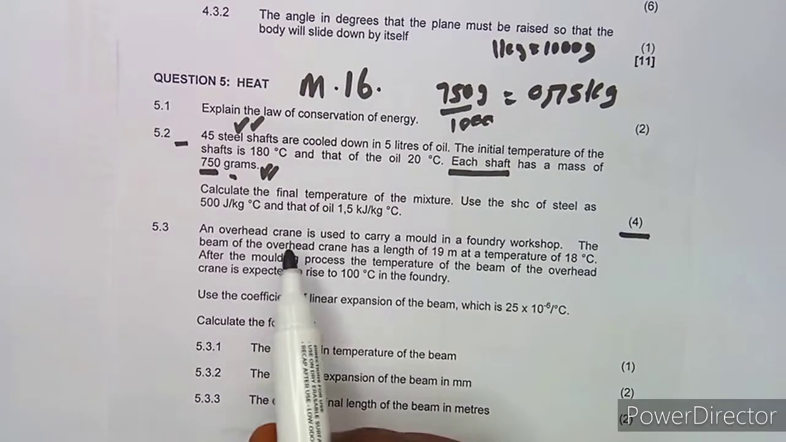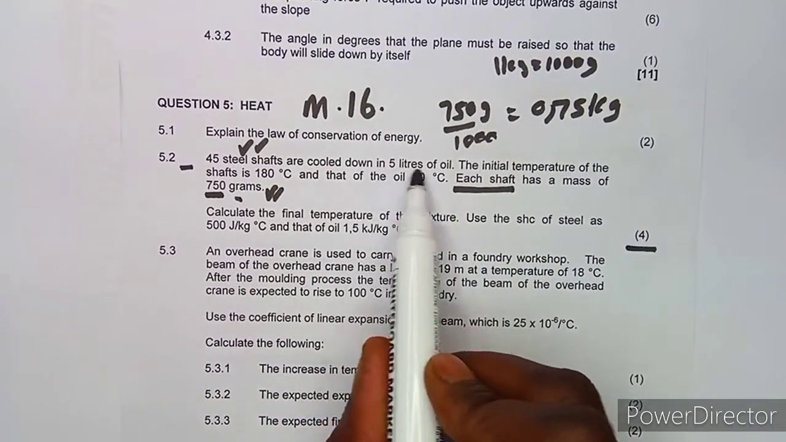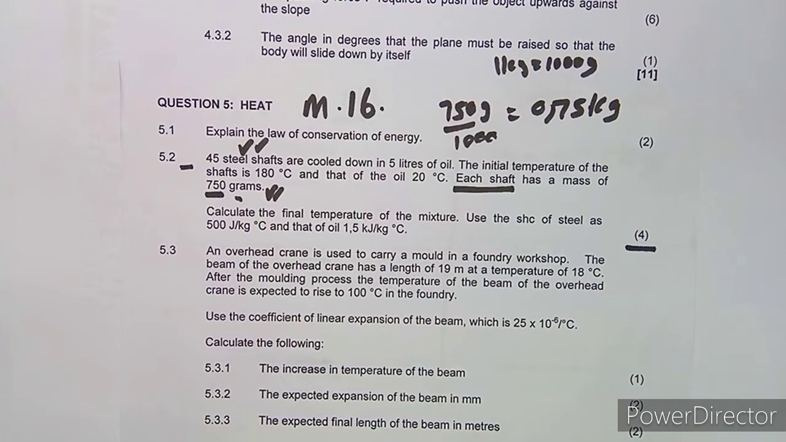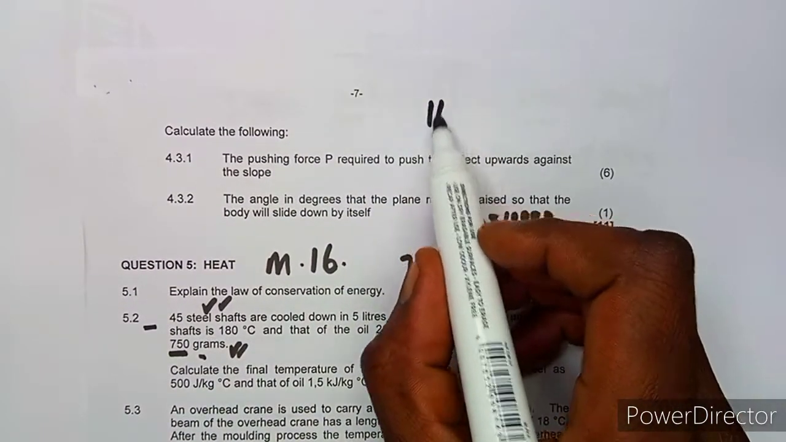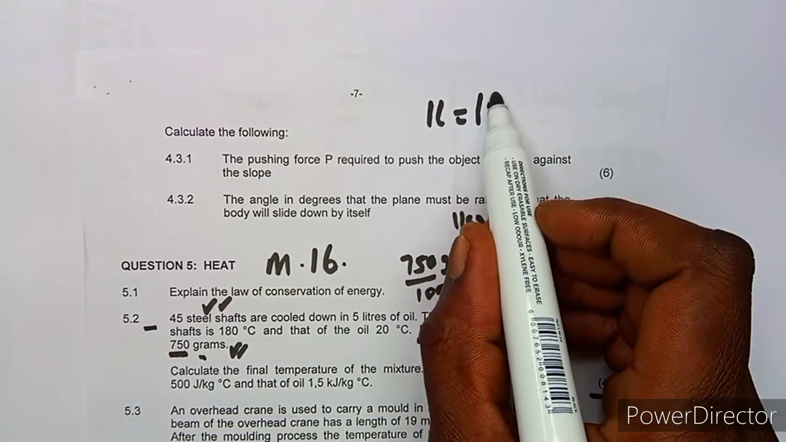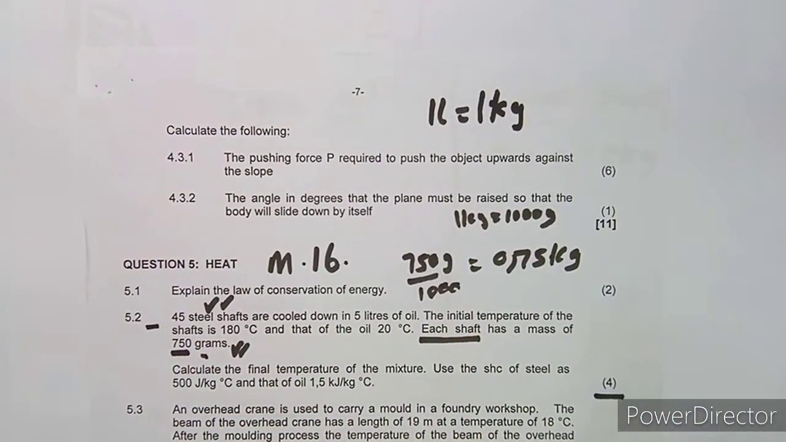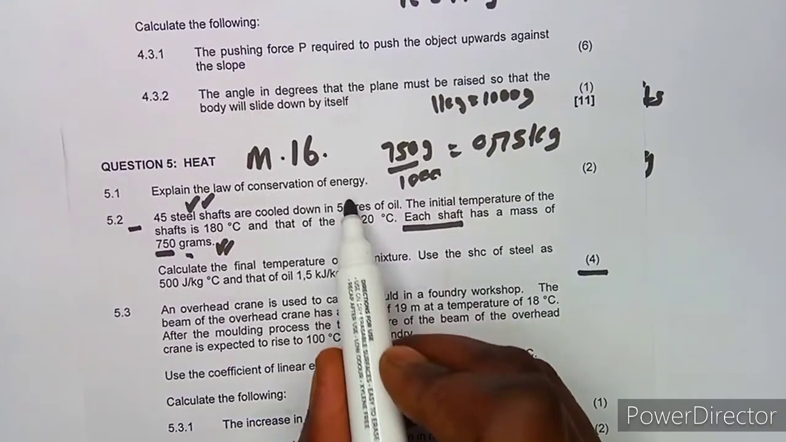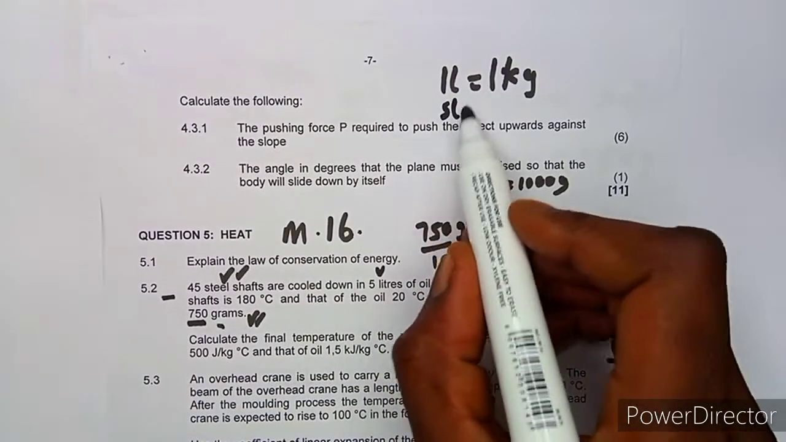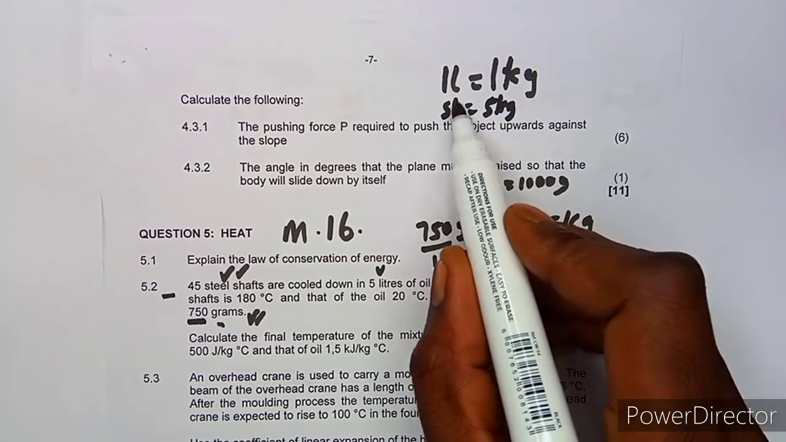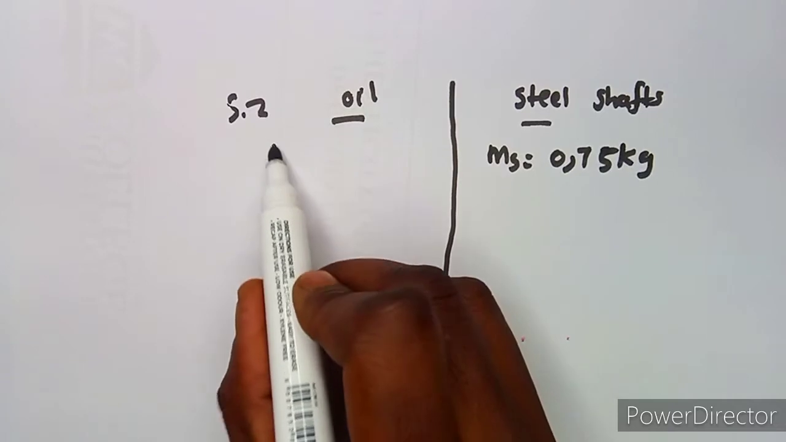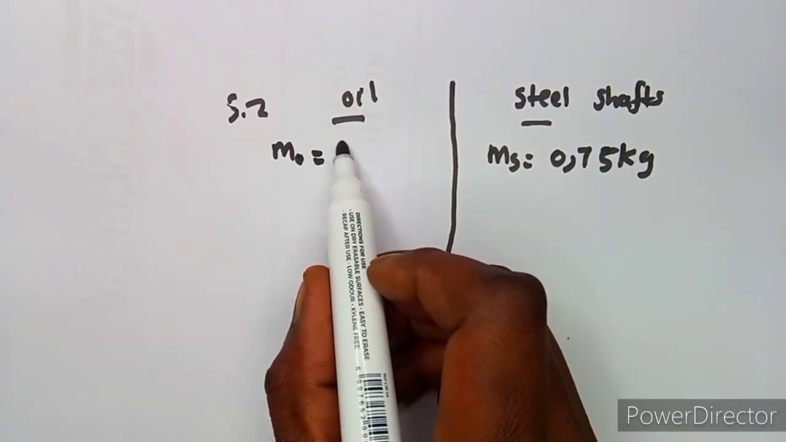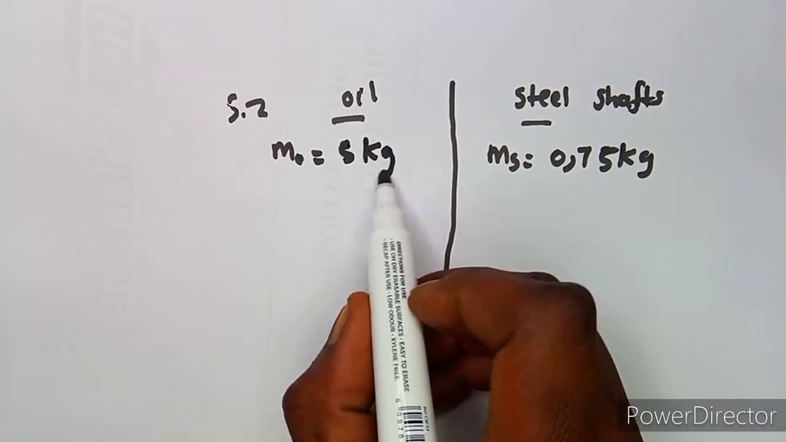What else are we given? In 5 liters of oil, take note, we are given the number of liters of oil. What is the relationship between liters and mass in kgs? Each liter is equivalent to 1 kg. So if we have 5 liters, that gives us 5 kgs, because 1 is to 1, so 5 must also be 5. So the mass of oil is 5 kgs.